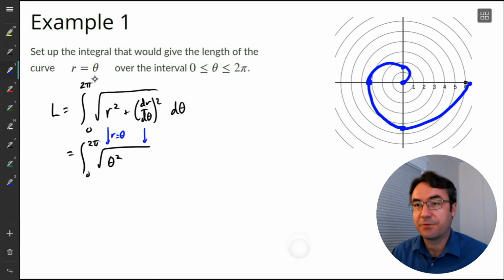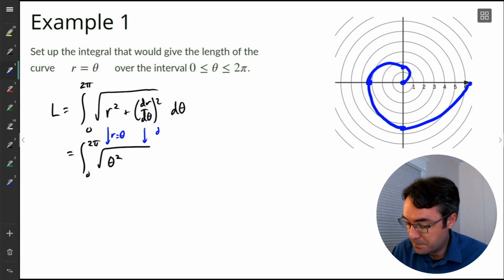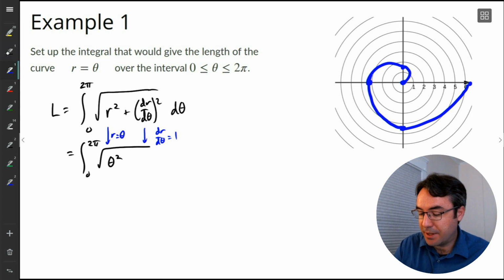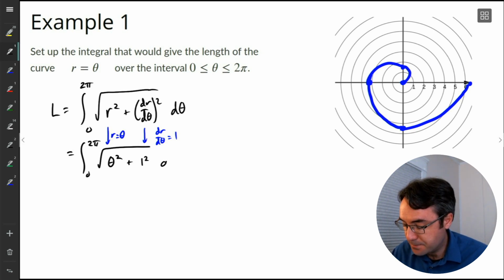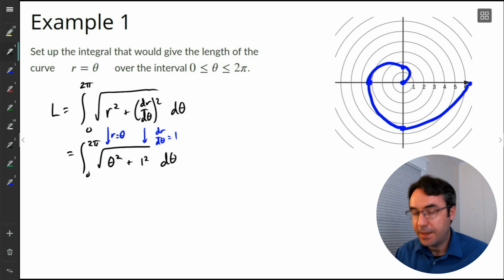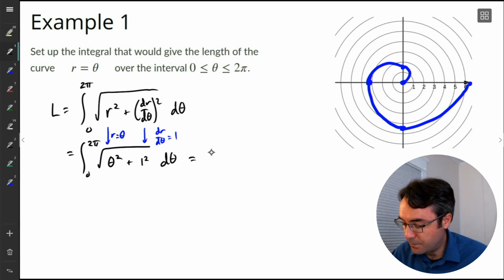Well, we're differentiating with respect to theta, so theta is our variable. The derivative of this is just 1, so dr d theta is equal to 1. When we plug in the r squared here, because our polar curve, we get theta squared. And then when we plug in for dr d theta, we're going to get plus 1 squared. And so if we simplify this, we have the integral from 0 to 2 pi of the square root of theta squared plus 1 d theta.